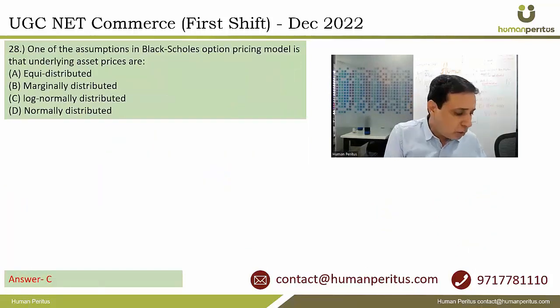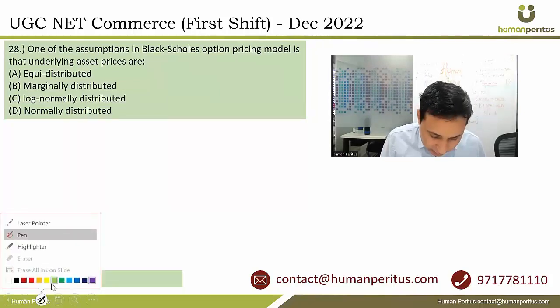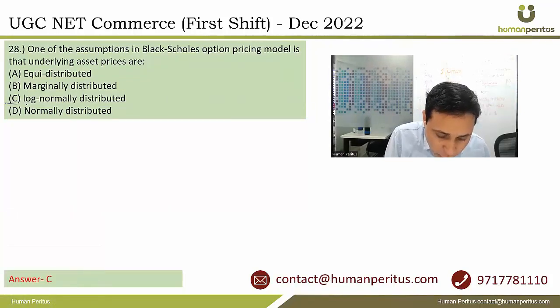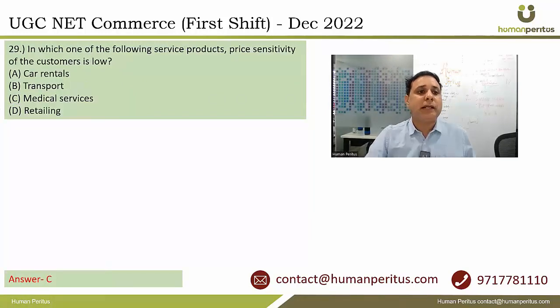One of the assumptions of the Black-Scholes model of option pricing is what? That the assets are log normally distributed. This is one of the assumptions. Correct answer is C. Next one.